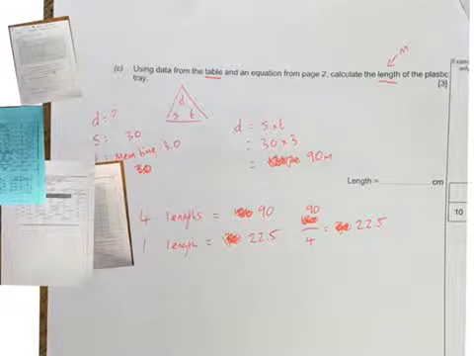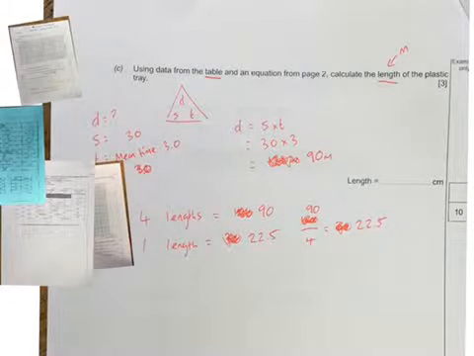And then use data from the table and an equation from page 2. Now this is the important bit, from the table, not the graph. So read the question. Use data from the table and the equation from page 2 to calculate the length of the plastic tray. Now, remember it was 4 times that it went. So the length of the plastic tray.